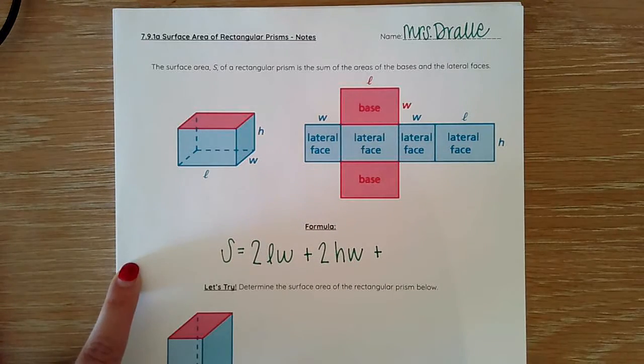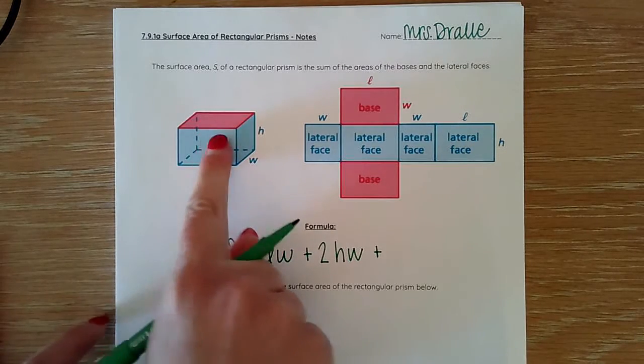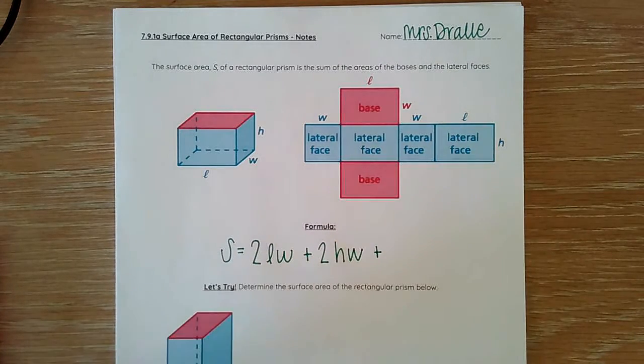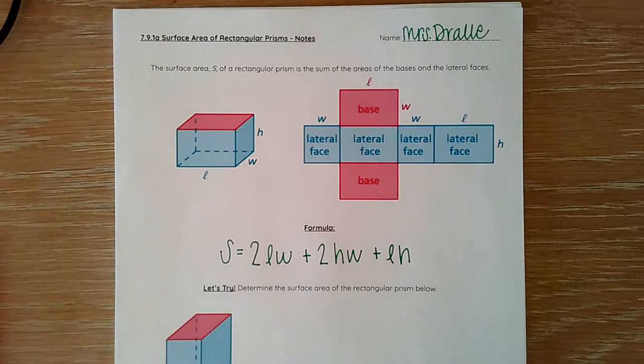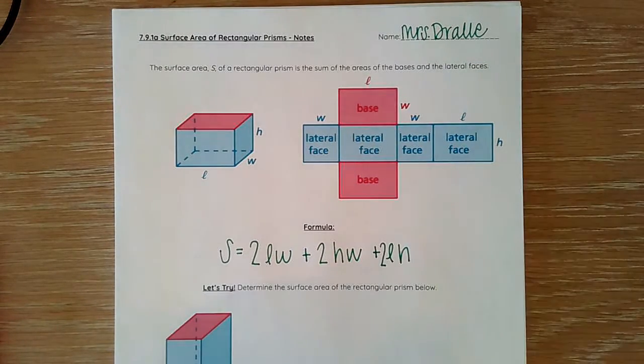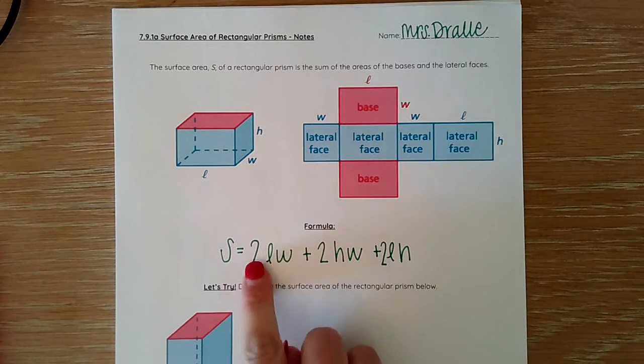And then we will add it to our final side, which would be that front one, those longer ones, which would be length times height. Now, 2 length times height. Because we have 2 of every single side, we just need to multiply every side by 2.